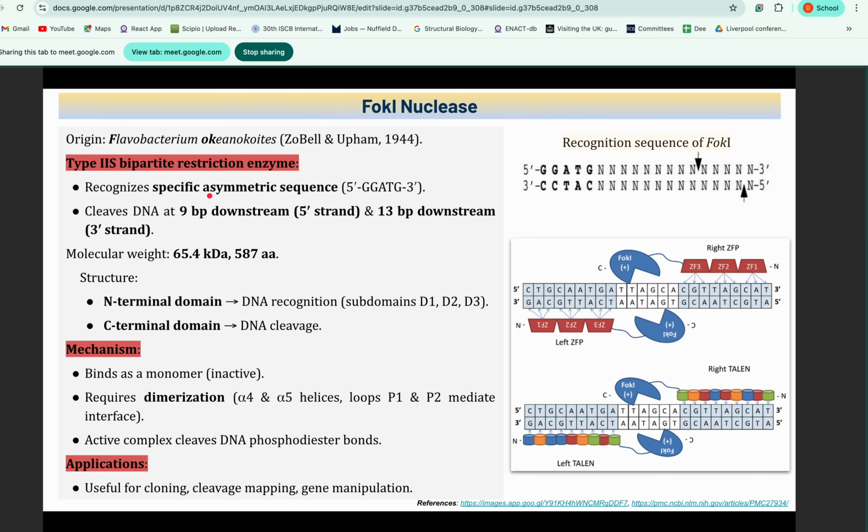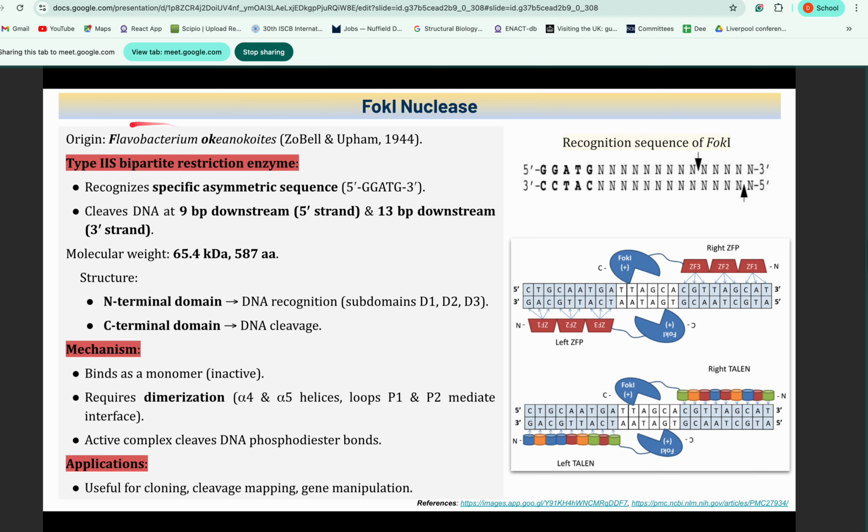And then we'll talk about the FOC1 nuclease. This originated from the Flavobacterium ochinocoides. So as the name suggests, this is how the naming is done.